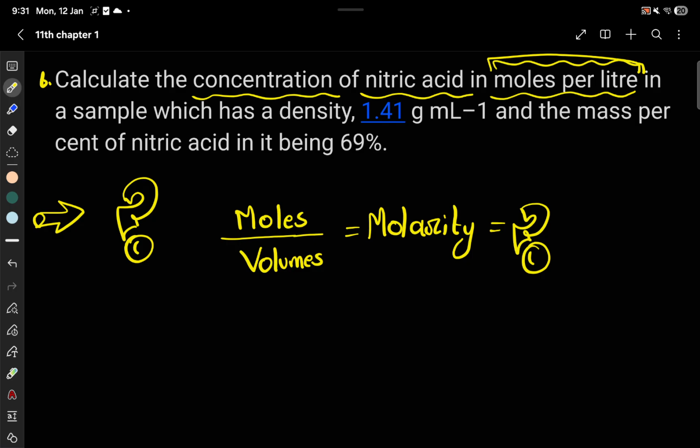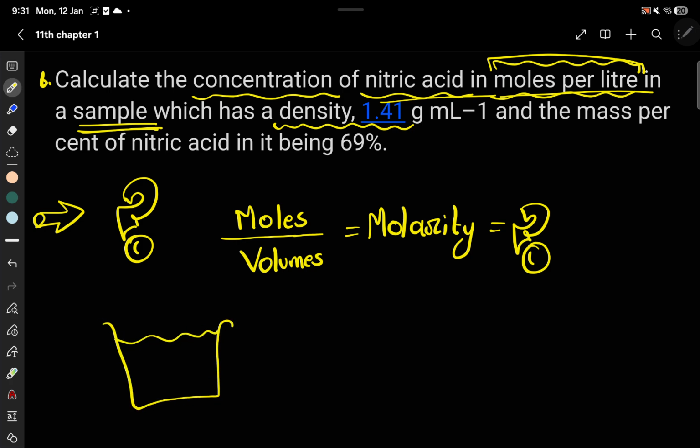Apart from that, the data which they have given in the question is density. Now let's reread the question. Calculate the concentration of nitric acid in moles per liter in a sample. Okay, they are giving you the density of the complete sample. So just imagine, students, that you have a beaker in which you have a sample. Now that sample has a density which is 1.41 gram per milliliter. Okay, they have given you the density of the whole sample.